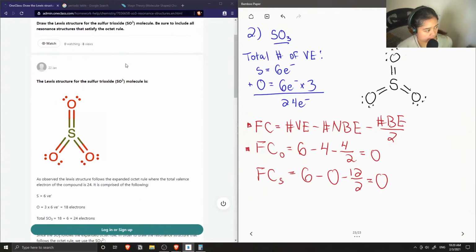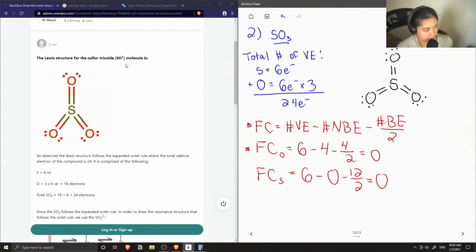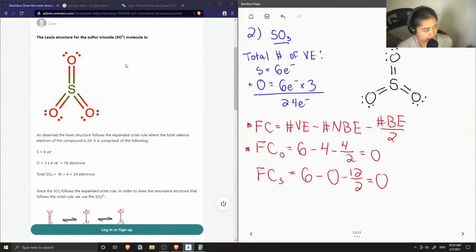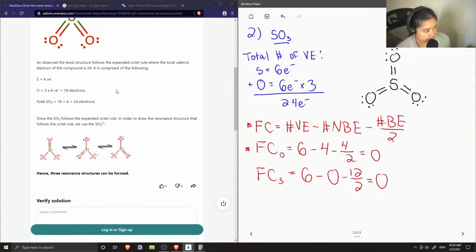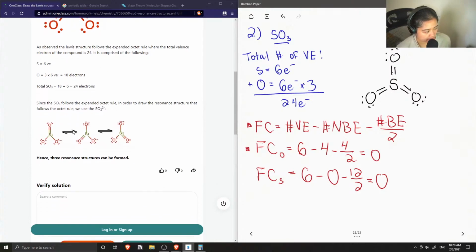Okay, so the junior tutor said that the Lewis structure for sulfur trioxide is the following. As observed, the Lewis structure follows the expanded octet rule, where the total valence electrons of the compound is 24. Since SO3 follows the expanded octet rule, in order to draw the resonance structures that follow the octet rule, we would use SO3 2-.